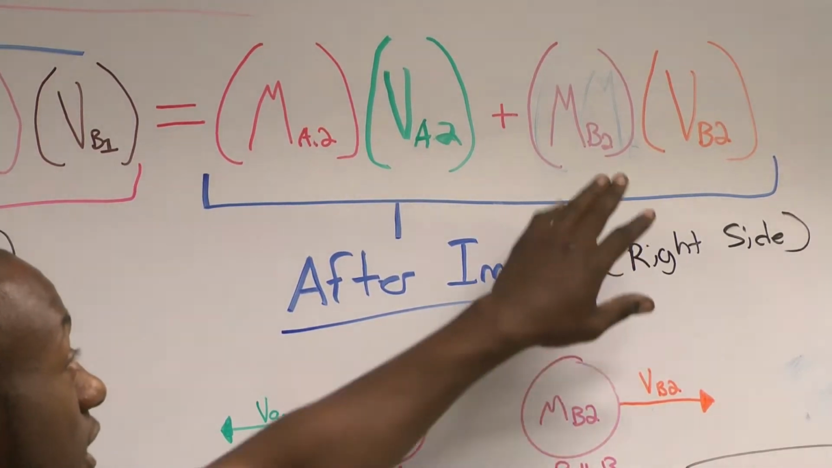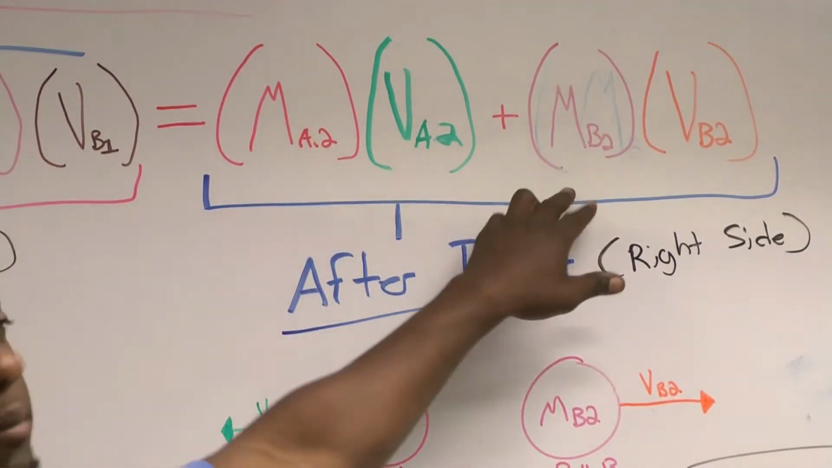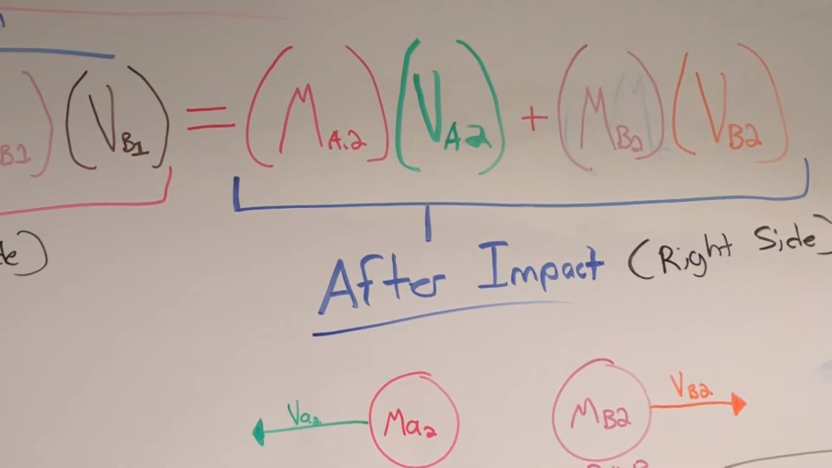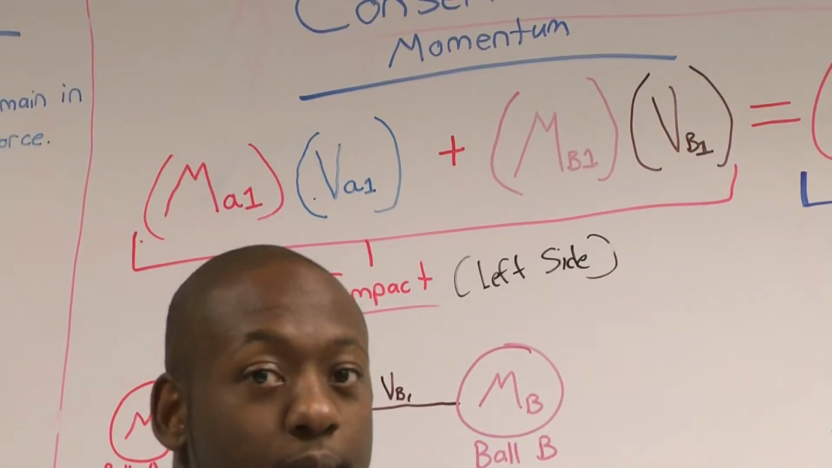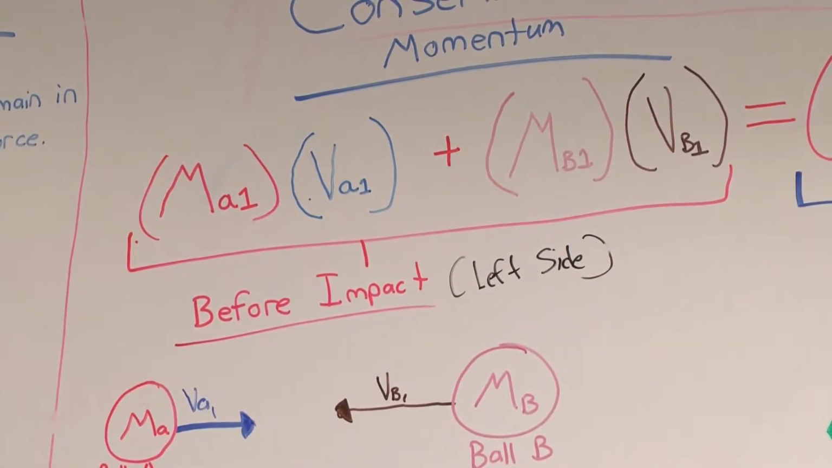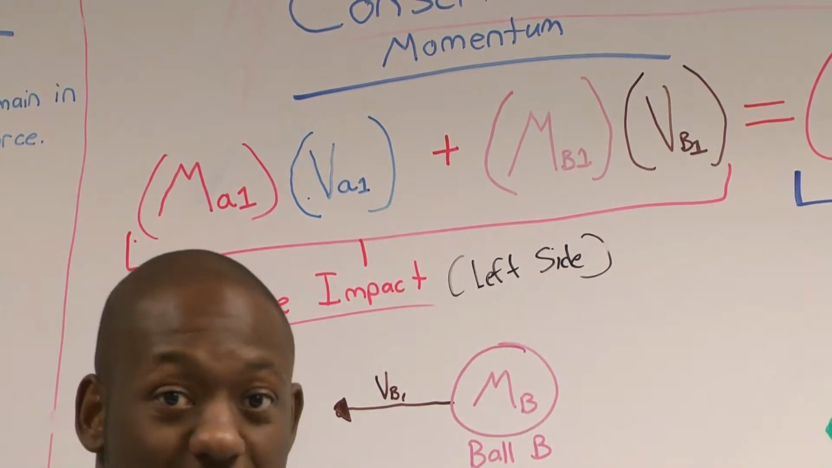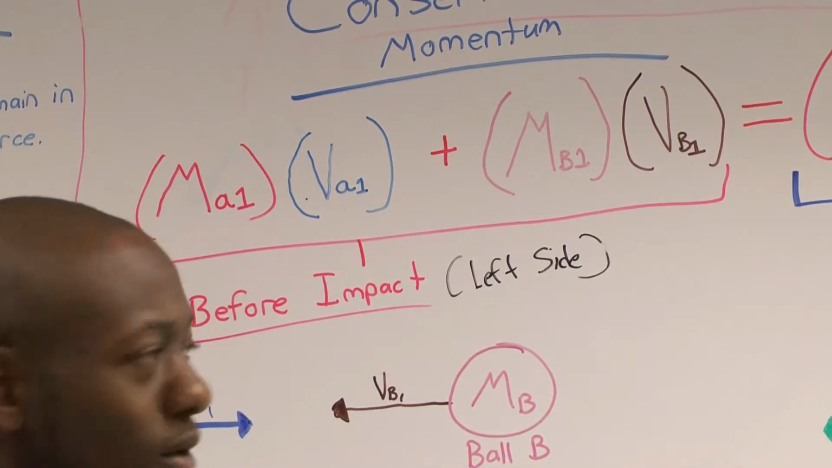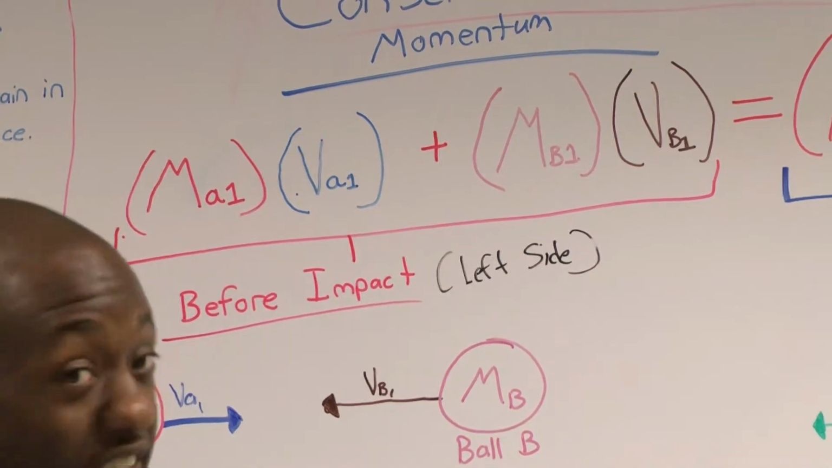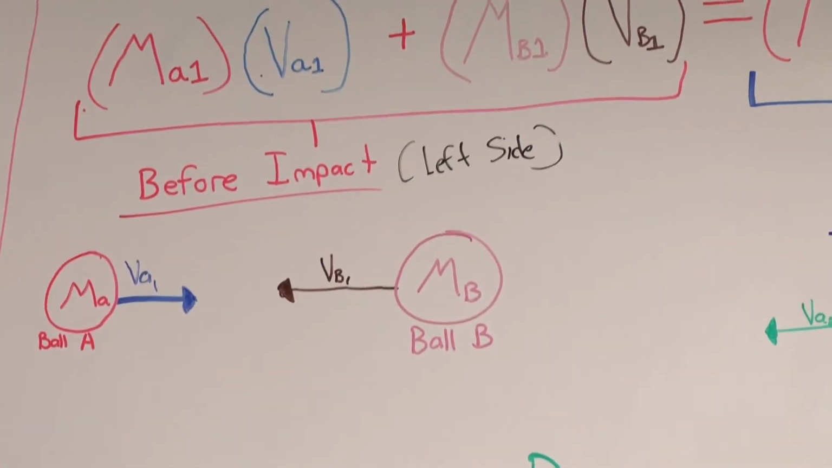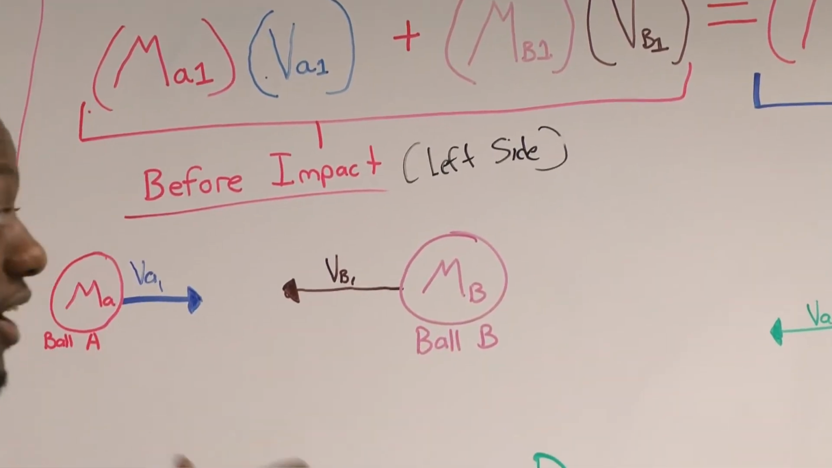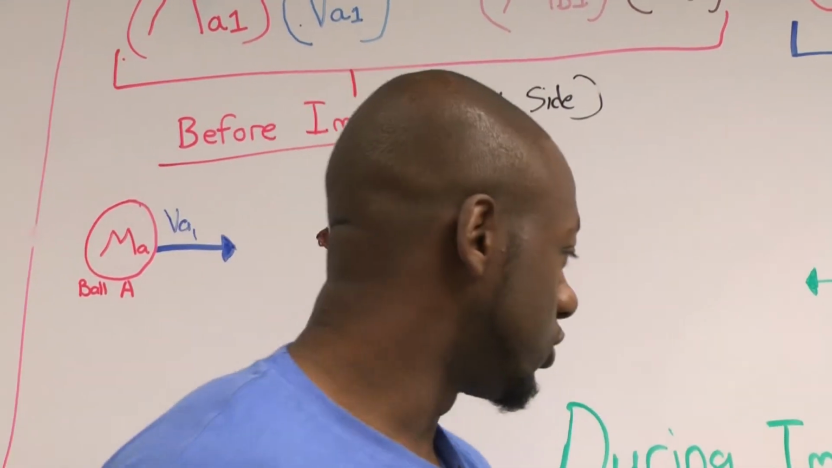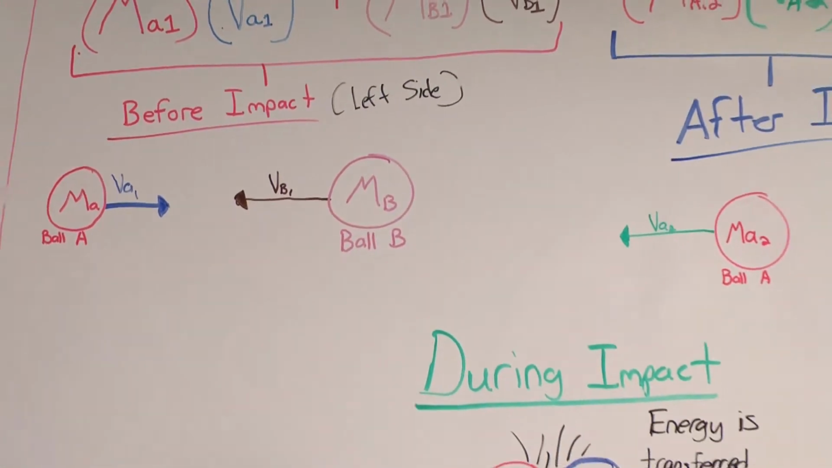A little hint. Your Ma2, Mb2 is the same thing as Ma1, Mb1 because we said matter is not destroyed. So the mass of the balls or the objects after the collision will always be the same. So that narrows it down. The only things that are going to change are the velocities. So right here I've broken it down into diagrams for you to understand.